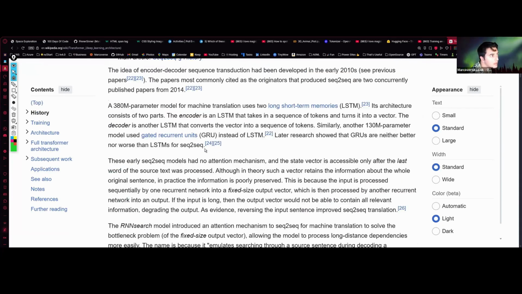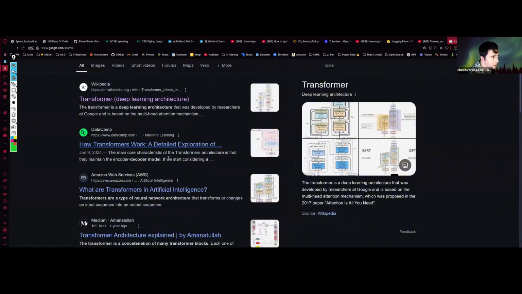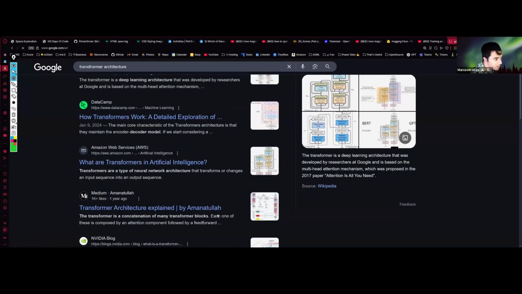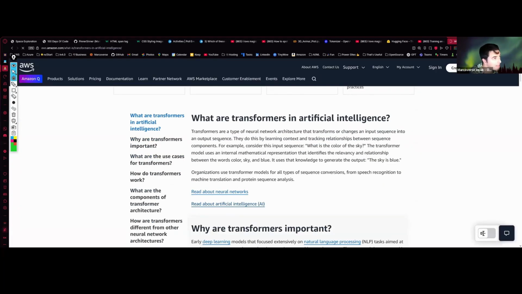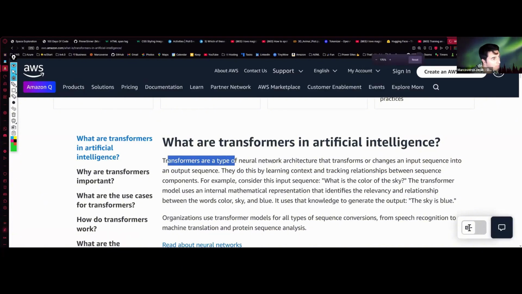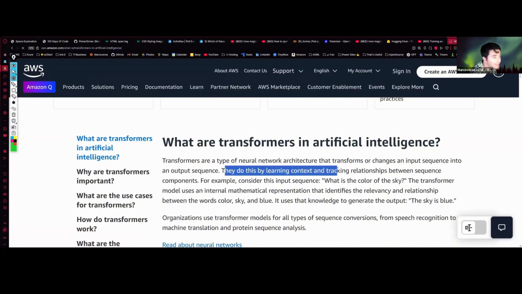If I just find, so sequence to sequence vector, it's probably a bit of a blurry description, but maybe Amazon say it best. I'm just going to go and get their article. So if there is a relationship between two words in a sentence, transformers are a type of neural network that transforms, changes, an input sequence into an output sequence. They do this by learning context and tracking relationships between sequence components between different parameters.